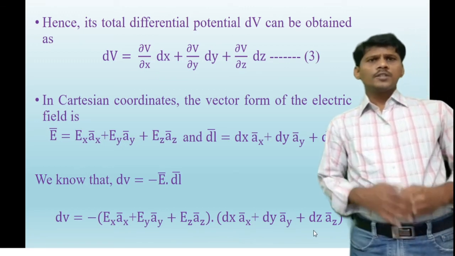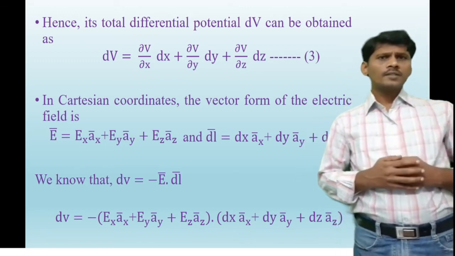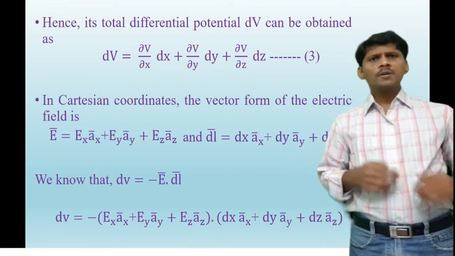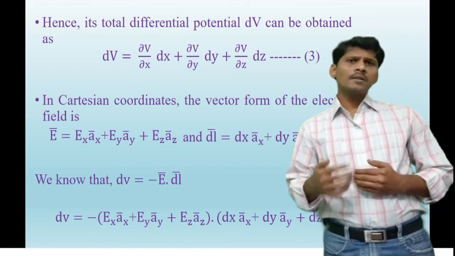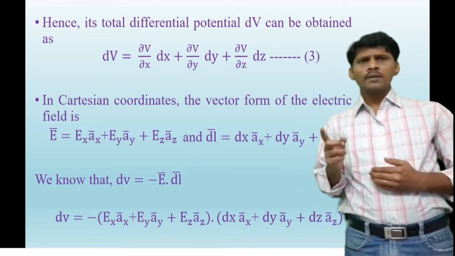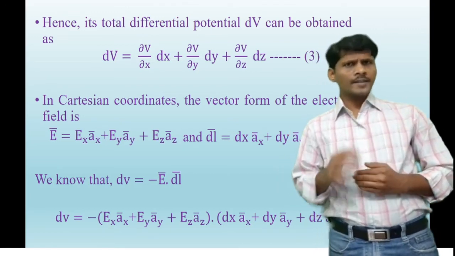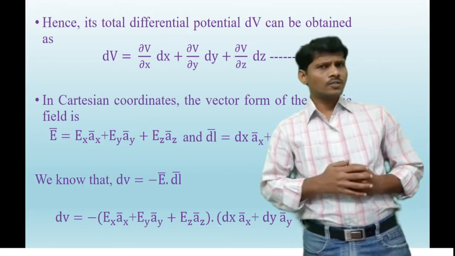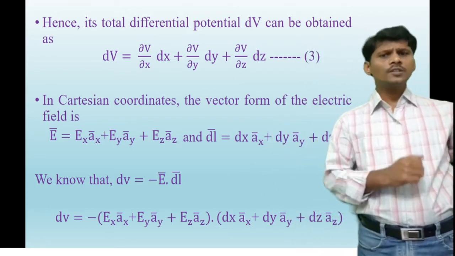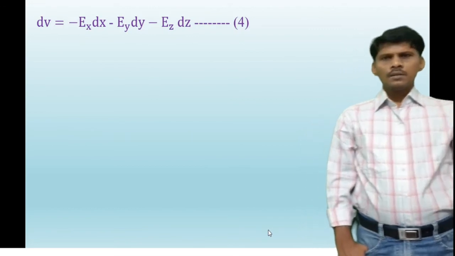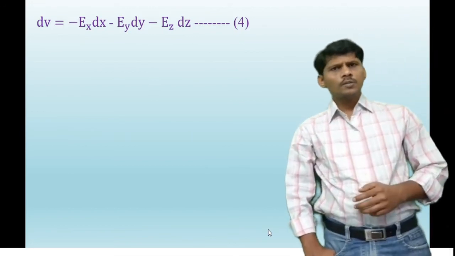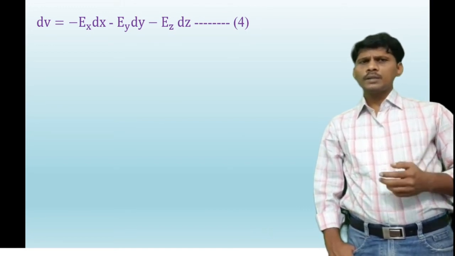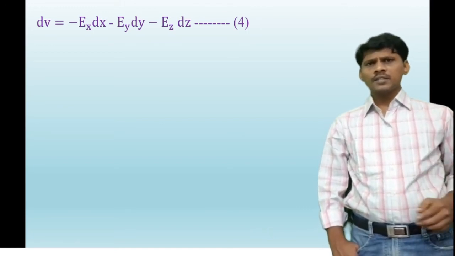We know that the dot product of same unit vectors is unity and the dot product of different unit vectors is 0. Ax bar dot Ax bar, Ay bar dot Ay bar, Az bar dot Az bar is 1. And the dot product of different unit vectors, Ax bar dot Ay bar, Ay bar dot Az bar, Az bar dot Ax bar, is 0. So using that concept, the differential potential dV is equal to minus Ex dx minus Ey dy minus Ez dz. That is considered as another equation.